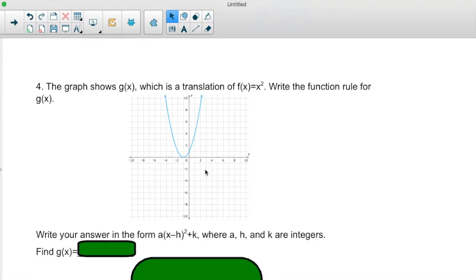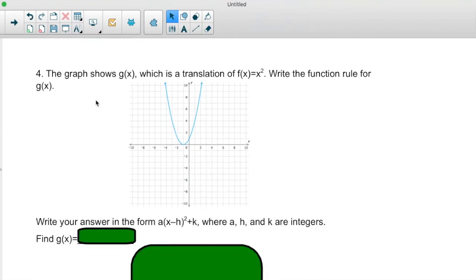Number 4, okay, so now let's look at it this way, where you have the picture of the graph. The graph shows g of x, which is a translation of f of x equals x squared. So the parent function is x squared. Write the function rule for g of x.